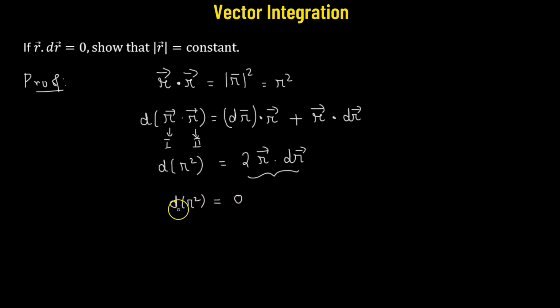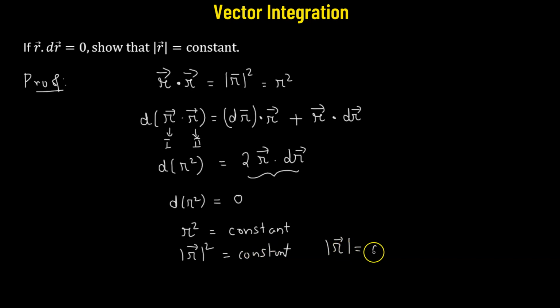Now when we have the differential d of r squared equal to 0, that would only mean that r squared must be a constant. If r squared is a constant, that would also mean that this r squared, which is simply the magnitude of vector r squared, is a constant, or simply the magnitude of r is a constant. So here we have shown that if the dot product between vector r and its differential dr vector is 0, then the magnitude of the vector r must be a constant.